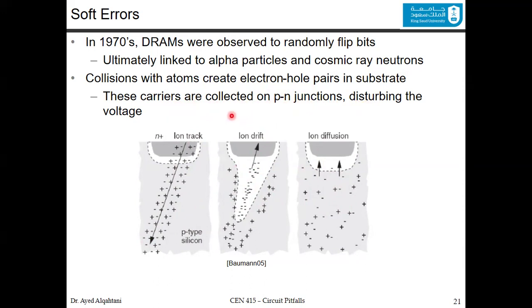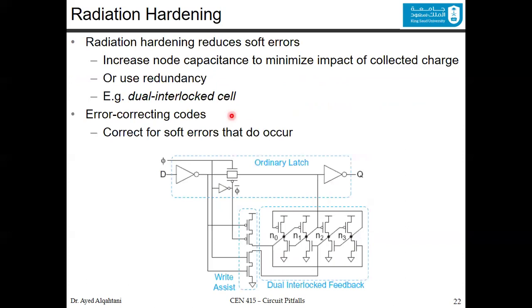One way to solve this is by radiation hardening techniques. There are so many hardening techniques. Radiation hardening actually reduces the soft errors. It increases the node capacitance to minimize the impact of the collected charges, or uses redundancy. For example, the dual interlock cell that you can see.